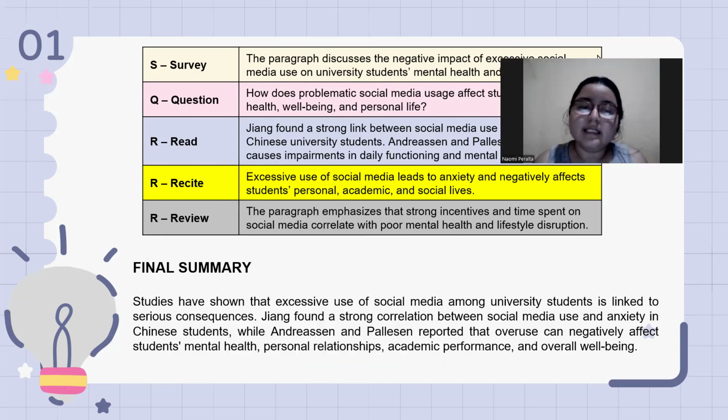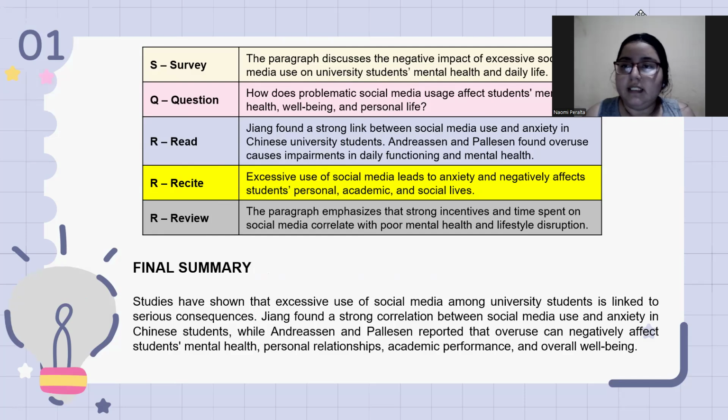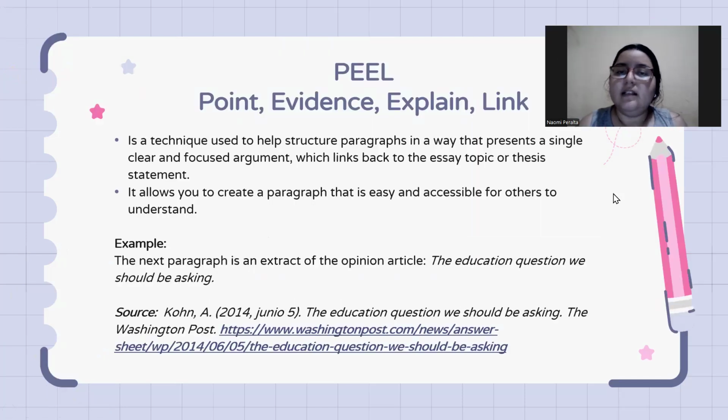Okay? This is the final summary of the example paragraph. As you can see, it's the same as what I put here, and it's not anything different. Then we have the PEEL: point, evidence, explain, and link. This is a technique we use in opinion essays most of the time. We can also use it in information essays, not only opinion. It helps structure paragraphs in ways that represent a clear and focused argument. It helps you to create a paragraph that's easy to understand and accessible to everyone.